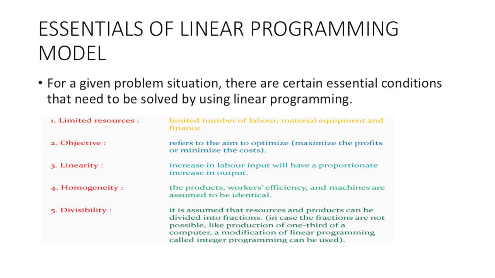Then linearity means that an increase in labor inputs will have a proportionate increase in output. Then homogeneity: the products, workers' efficiency, and machines are assumed to be identical. Then divisibility: it is assumed that the resources and products can be divided into fractions. These are the essentials of linear programming.